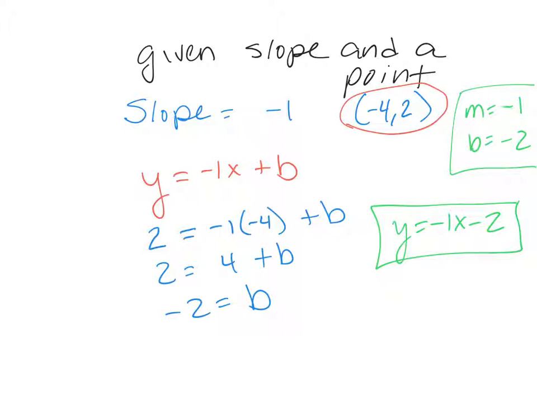Everybody in your y equals screen, put that equation in. Y equals negative 1x minus 2. Once you put your equation in the y equals screen, you see that this equation does have a slope of -1, so it met this first requirement. And then you're going to go to the table and make sure it goes through -4, 2 to meet this requirement. And since it does, that is a good answer, okay?